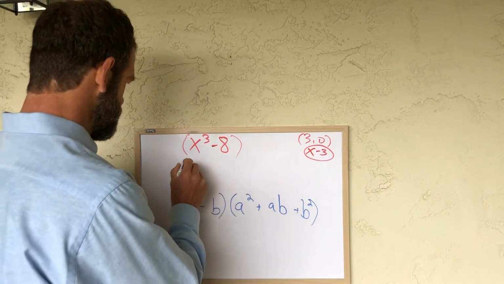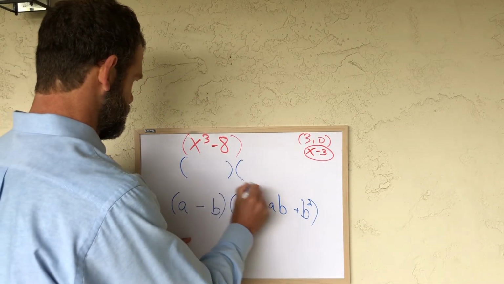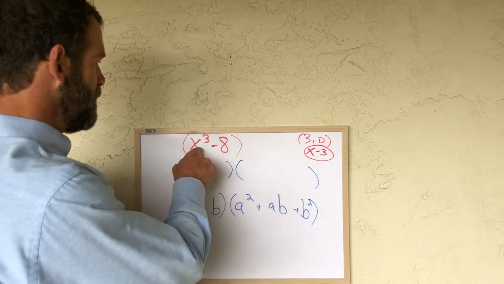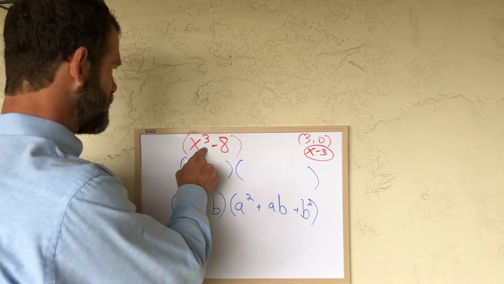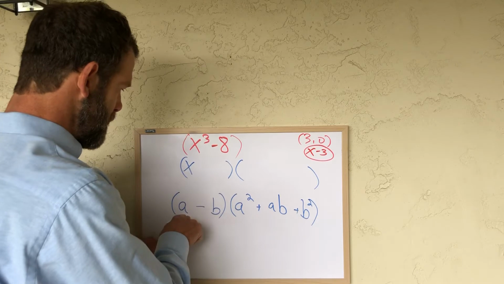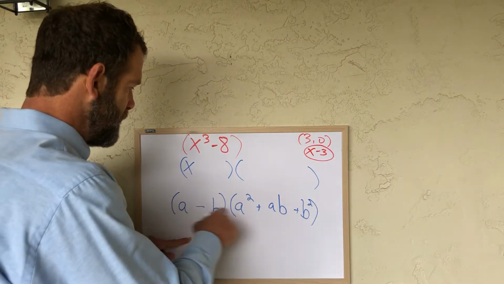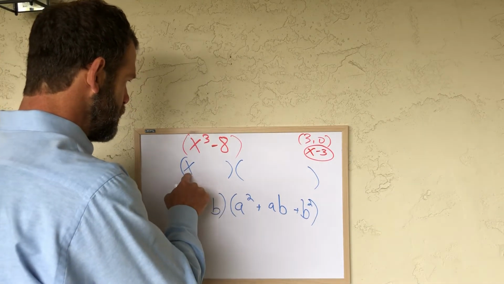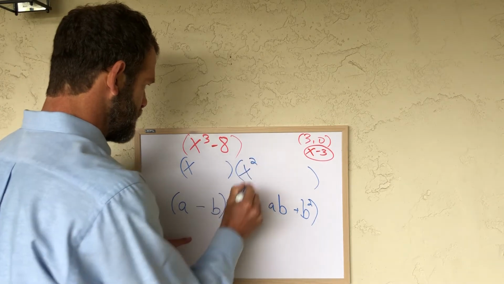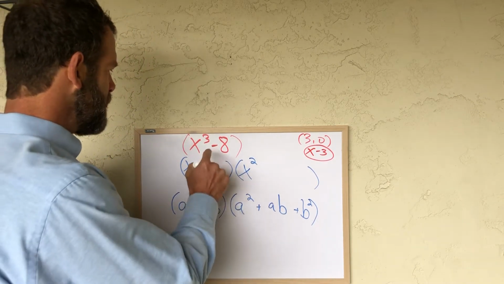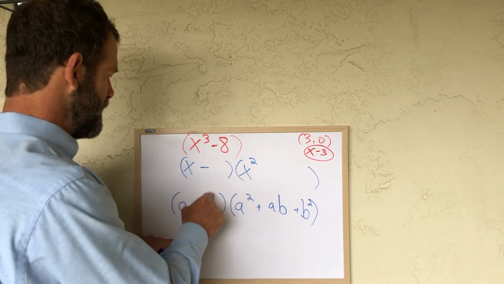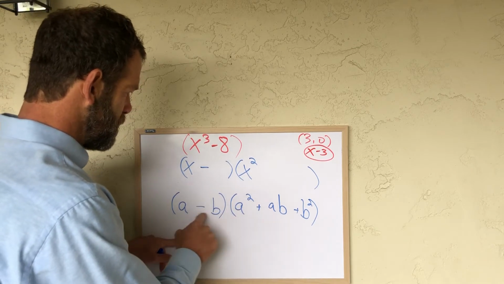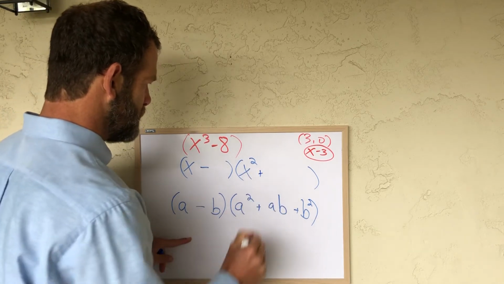Okay, now what I'm going to do, I'm going to leave this here, and I'm going to factor this using this pattern. The cube root of x to the third is x. Look what I do from here to here. I square this term. So I'm going to square x. This is a minus. And then look, these middle terms are opposite. So my middle term is a positive.